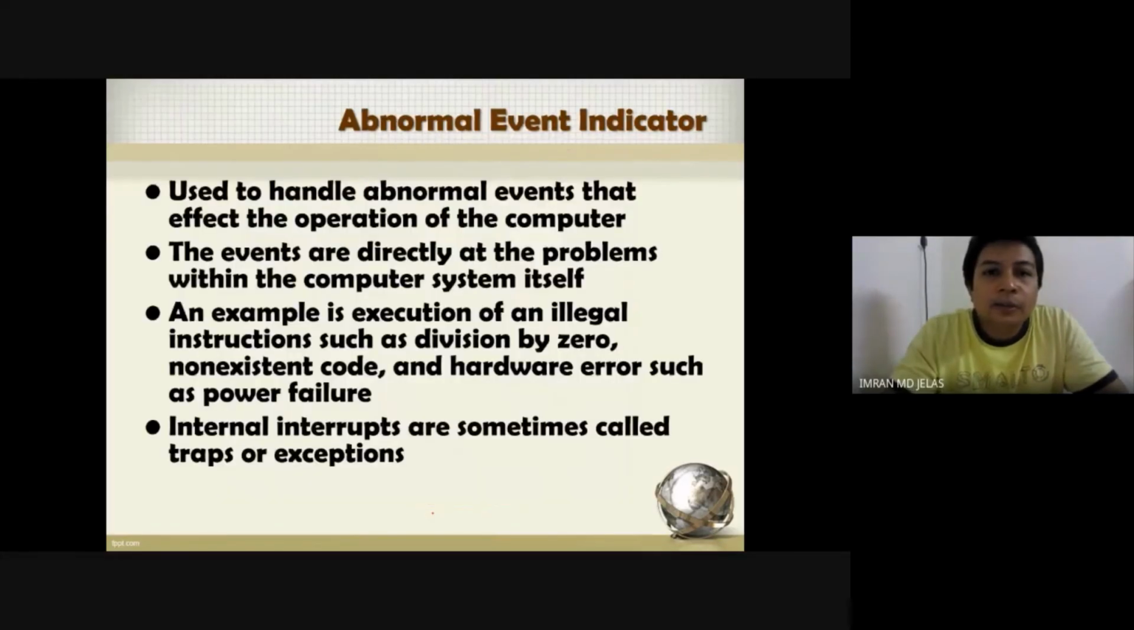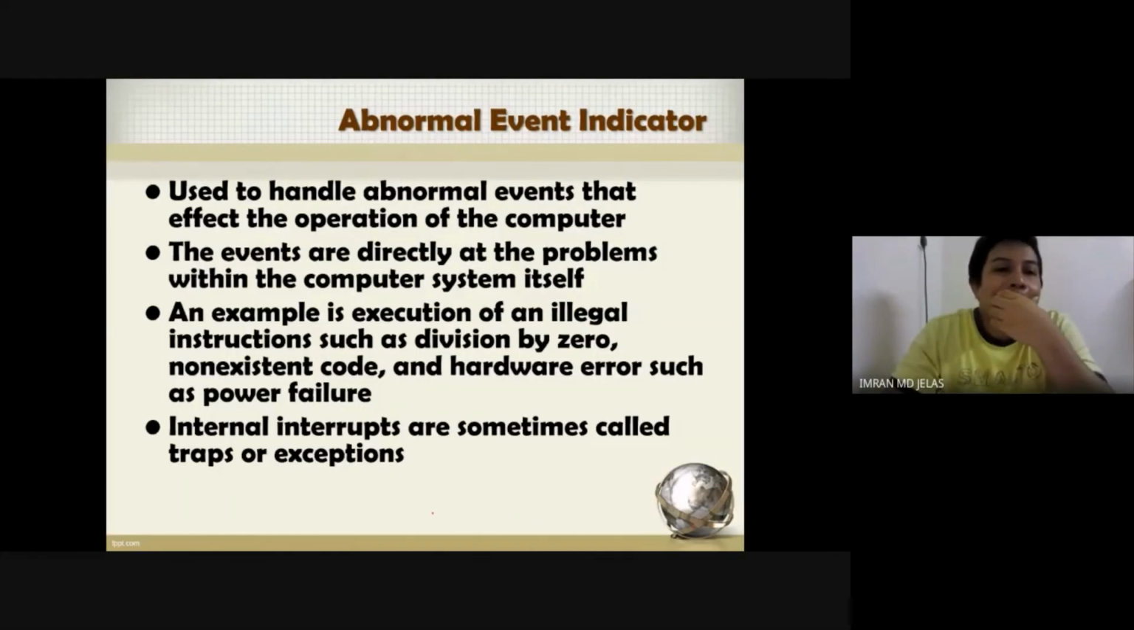So abnormal event indicator is used to handle abnormal events that affect the operation of the computer. The events are directly related to a problem within the computer system itself. The example is execution of an illegal instruction such as division by zero, non-existing code, or hardware failure such as power failure. Internal interrupts are sometimes called trap or exception.